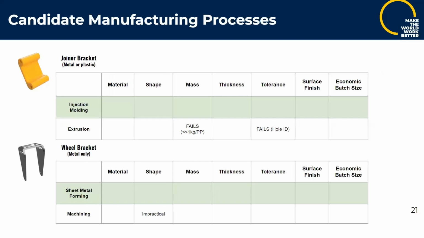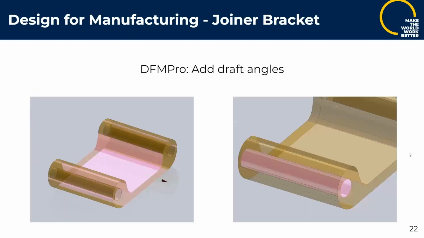We wanted to select manufacturing processes for making these parts. The joiner bracket could be made of metal or plastic, and so we decided between injection and extrusion, favoring injection molding because extrusion would not be feasible due to the mass of the part, and also the tolerance for the holes wouldn't be acceptable. For the wheel bracket, which would only be made of metal, we decided on sheet metal forming over machining because at the volume that we're producing and the complexity of this part and having to move it around and reorient the workpiece, machining probably would have been impractical.